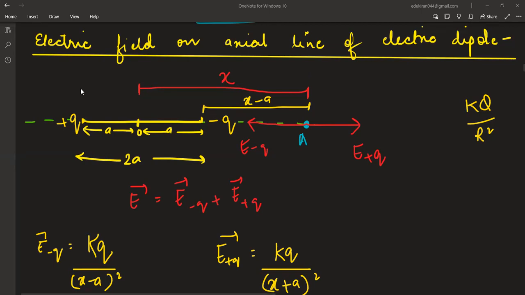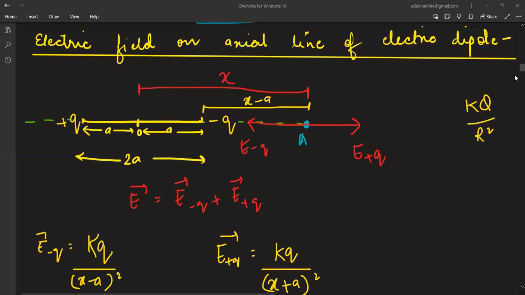Yes, class. So in the last class yesterday, we had started with the derivation of electric field on the axial line of electric dipole. So what is meant by axial line of electric dipole? When the point lies on the axis of a dipole. When you produce the axis, and if the point intersects with the axis that you have produced, it means that the point is lying on the axis of it, axial line of electric dipole.